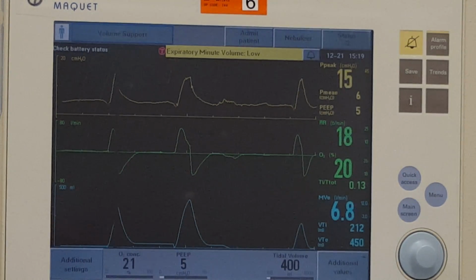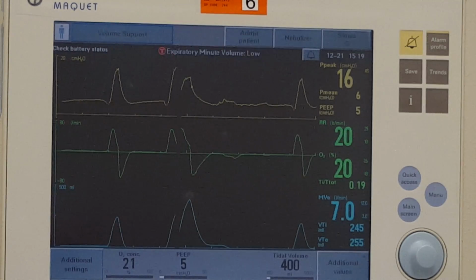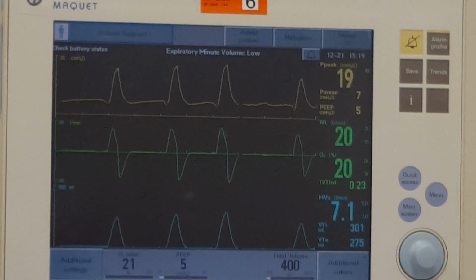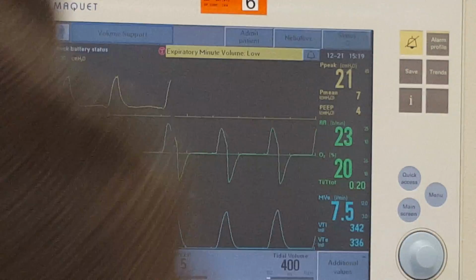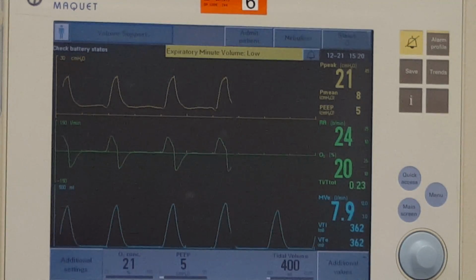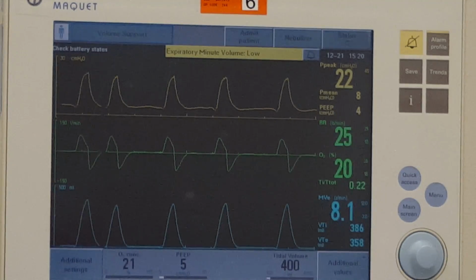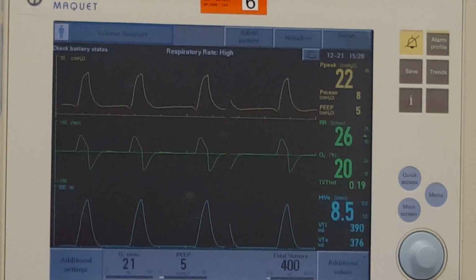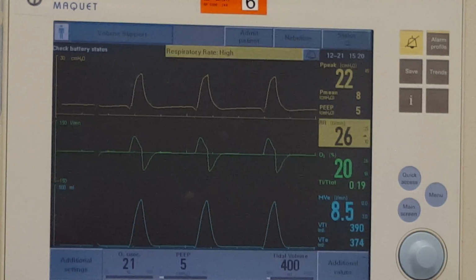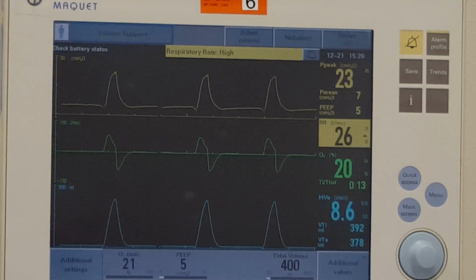Notice our breath fell from 400 down to 200. Now it went to 245, 280, 300, 320. You can see our volumes coming up because our pressure support's going up, right? Right now we're at 22 minus 5, so our delta P's gone from 9 to 17. Notice my respiratory rate's also up because I'm talking to you and thinking about that instead of thinking about my respiratory rate.